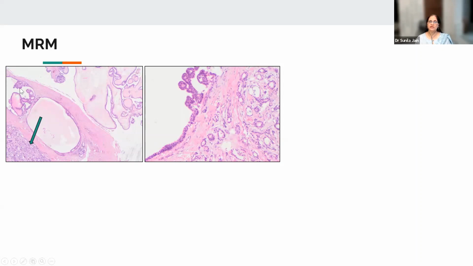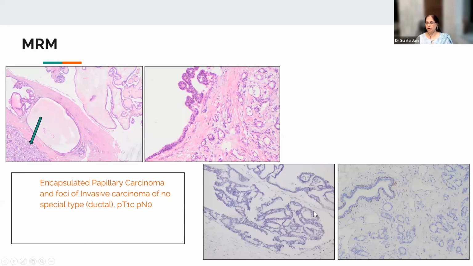There were smaller areas of papilloma and intraductal papillary carcinoma. Along with that, we saw a few small foci of invasion. These are the small foci of invasion. So P40 was done, which is absent in both these areas, in the invasive component as well as within the core. So this was an encapsulated papillary carcinoma with foci of invasive carcinoma of no special type.